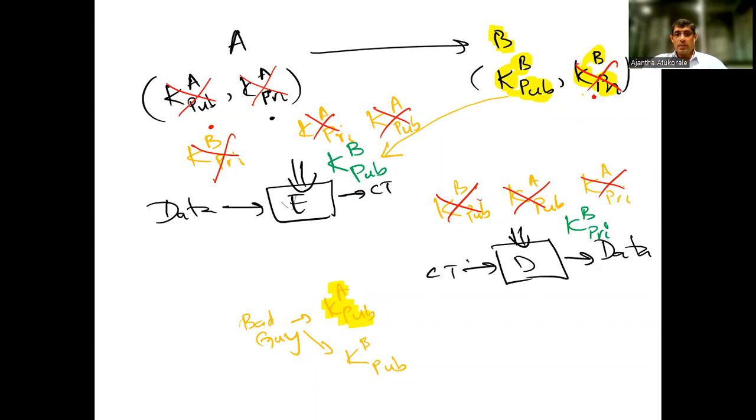You decrypt using receiver's private key. So this is the theory, right? You encrypt using the receiver's public key. You decrypt using receiver's private key. No one will be having receiver's private key, only the receiver will be having it, right? Anyone can send to B because the public key is available.